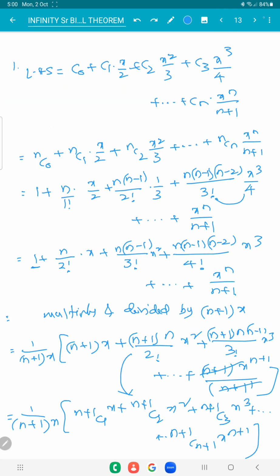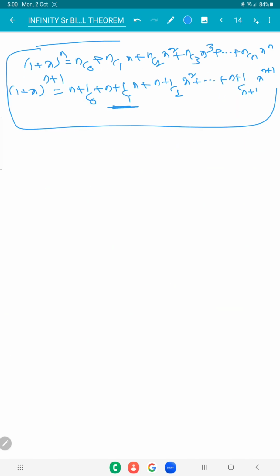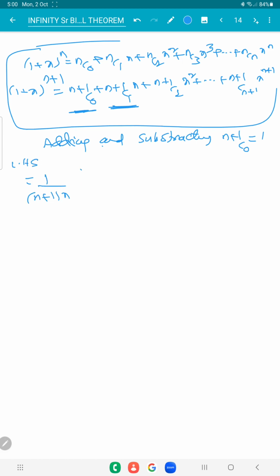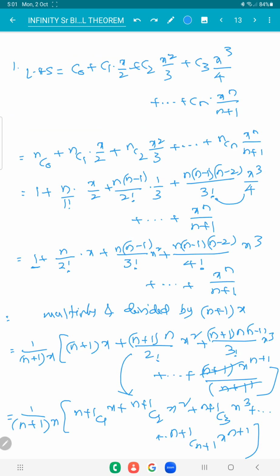n plus 1 c1. So n plus 1 c1 means that it starts with this one, right? We don't have this term. So adding and subtracting n plus 1 c0 now. What is that value? n plus 1 c0 is nc0, that is 1. So adding and subtracting n plus 1 c0, which is equal to 1. So I am adding that. So left hand side becomes 1 by n plus 1 into x as it is. What we have? Yeah, n plus 1 c0 is added now. What is the next term? Next term is this one only.